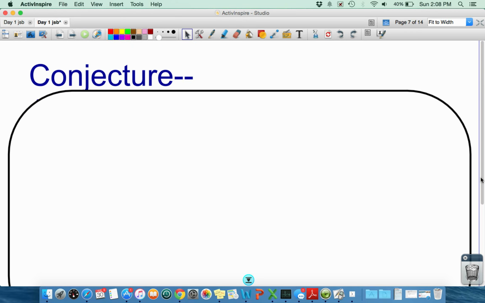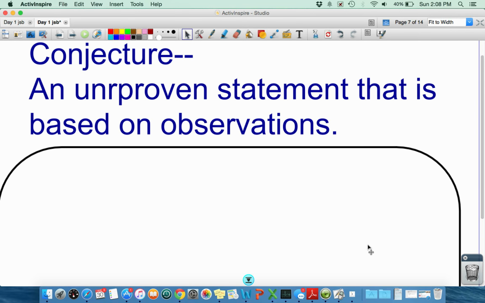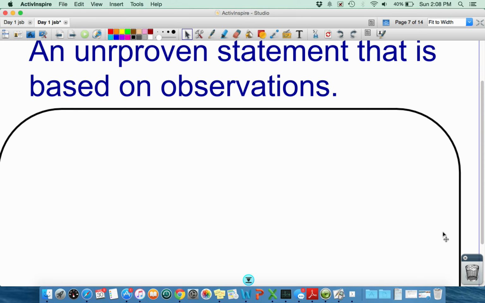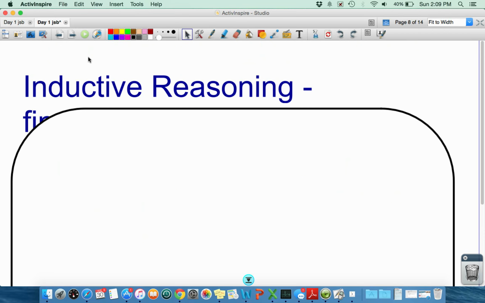There are some definitions that you're going to need to know in this unit. The first one is conjecture. A conjecture is an unproven statement that is based on observations that you make. And an important thing to know about a conjecture is that to show a conjecture is true, you must show that it is true for all cases. It always has to be true. If there's one case where it's not true, then the conjecture is not true. And we've got a special name for that, which we'll get to in just a second.